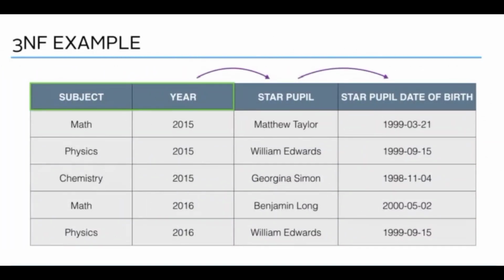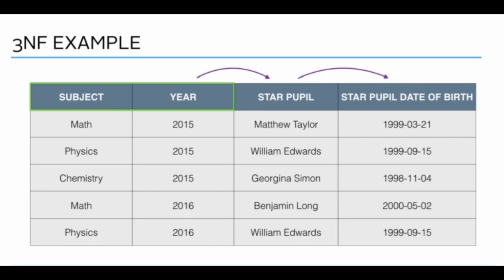So here we have a table which is storing data on the star pupil for every subject and every year. So every year this school runs a competition to see who the star pupil is for each subject. So we have the subject, we have the year, we have the student which was the star pupil, and we also have the star pupil's date of birth. So let's check if this is in third normal form.